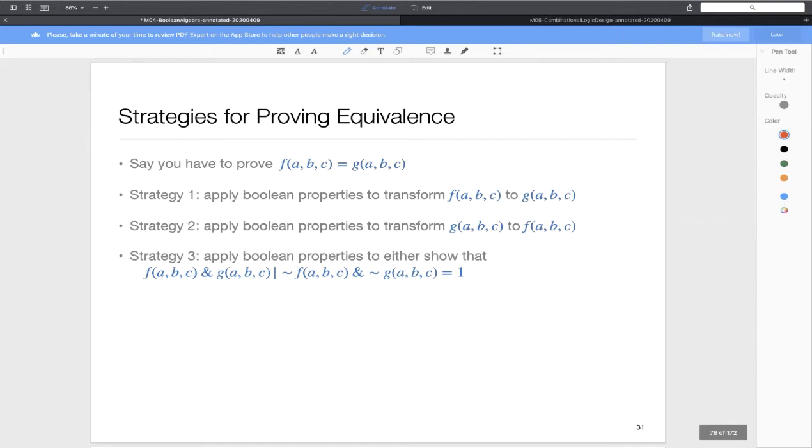There is another strategy which often works better. The idea here is that, let's say we are trying to prove that f and g are the same. Then what that means is that whenever f is true, we want g to be true, and whenever f is false, then g is false. So if f was true, then g also has to be true for the equality to hold, and in that case this would be 1, and it doesn't matter what the other one is. I should get an output 1.